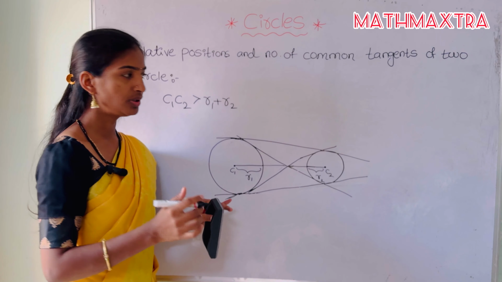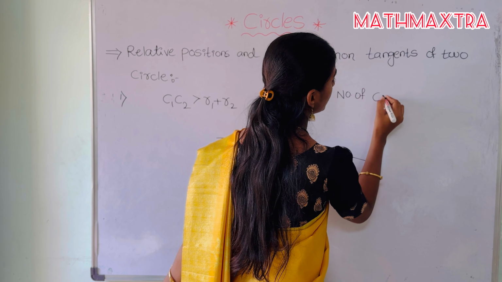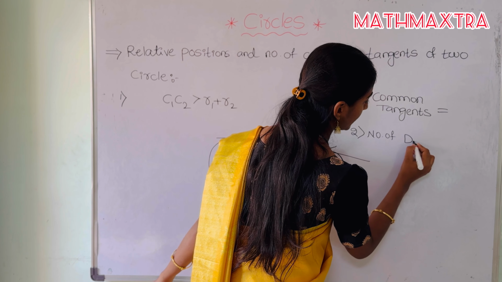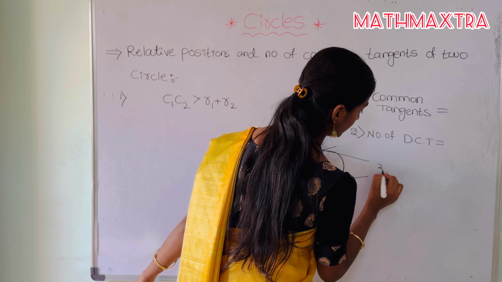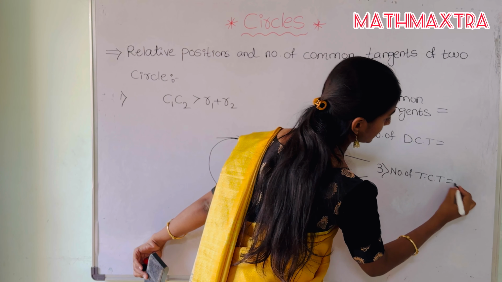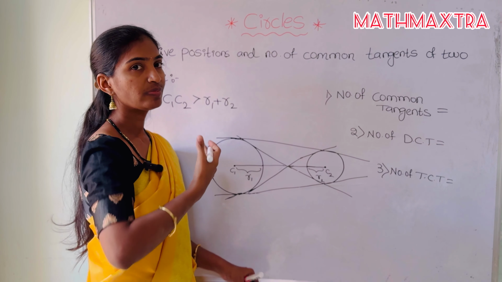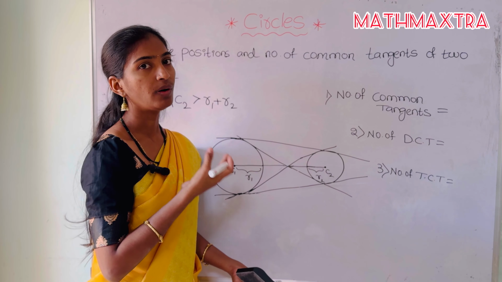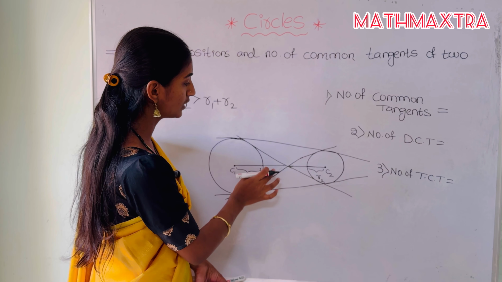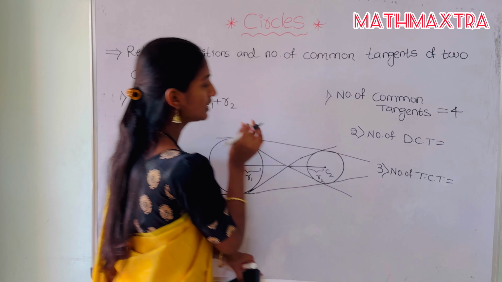Okay. Now you count the number of common tangents, the number of direct common tangents, and the number of transverse common tangents. See, you count how many common tangents, meaning those may be direct common tangents or transverse common tangents. Now you count 1, 2. These two are direct, and 1, 2. So a total of 4 common tangents are possible if the condition is given like this.